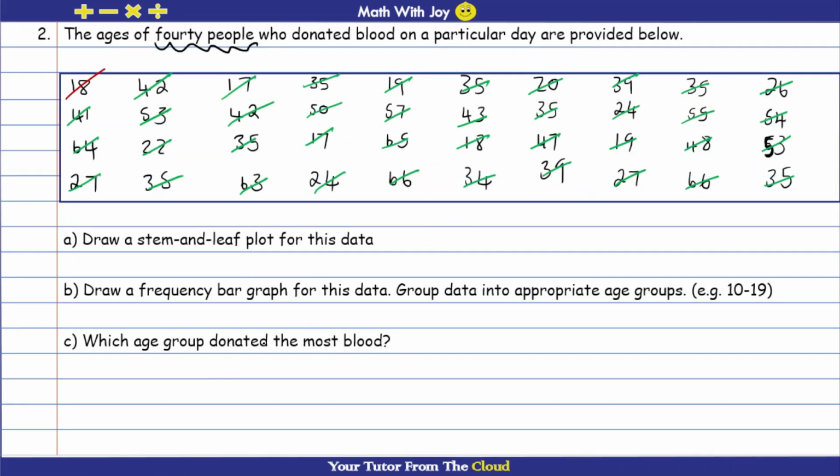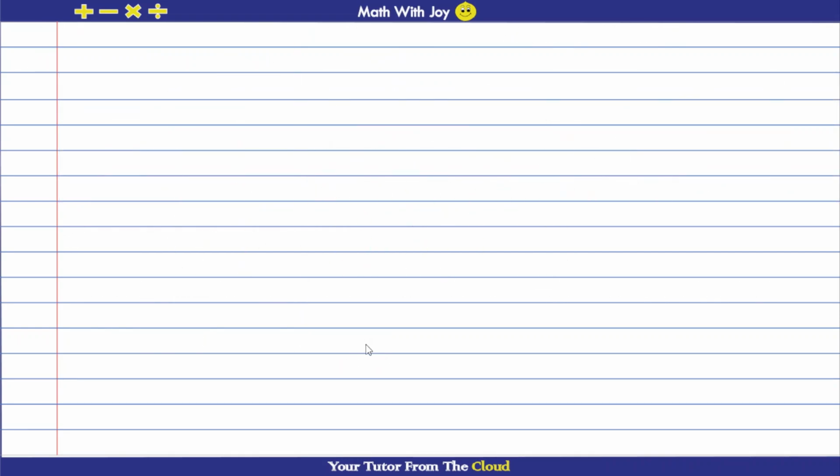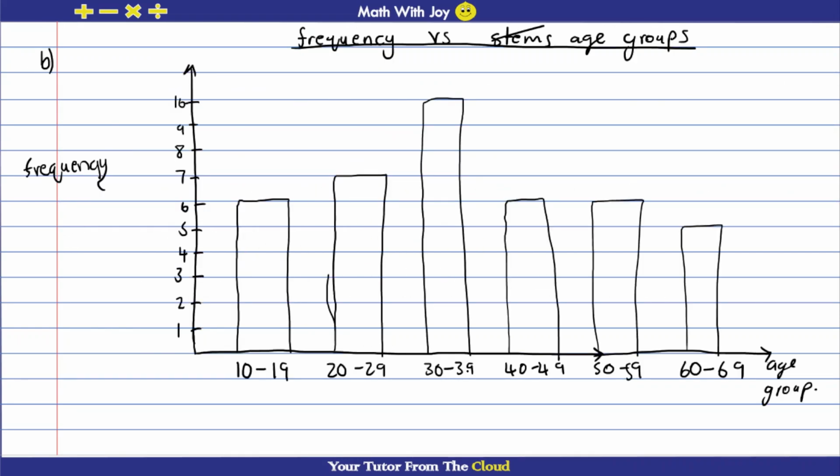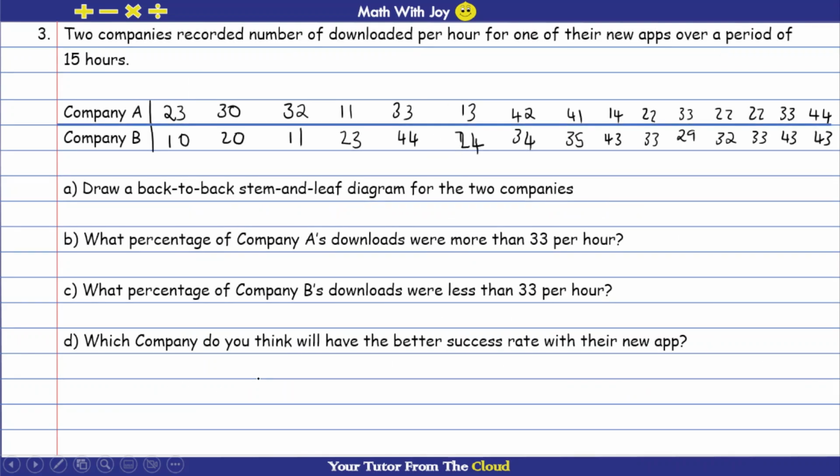Which age group donated the most blood? And that's obvious. The people who donated the most blood are going to be 30 to 39. So say 30 to 39. That's the age group that donated the most blood.